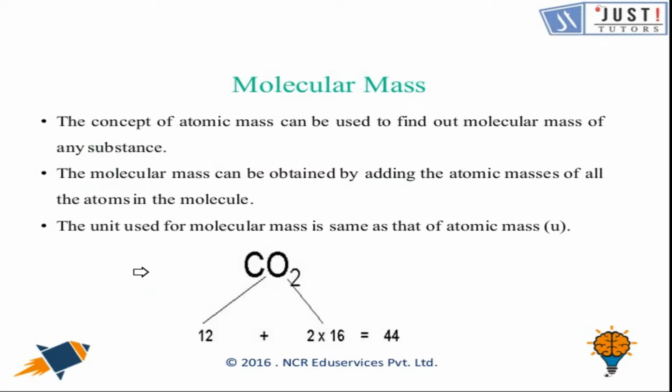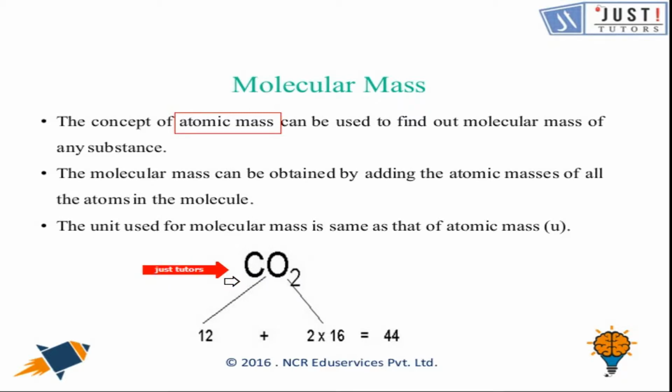Proceeding further, this topic is about molecular mass, or we can also say atomic mass. The concept of atomic mass can be used to find out the molecular mass of any substance. The molecular mass can be obtained by adding the atomic masses of the atoms in a molecule. As we know, when two or more atoms or elements combine together, they make a molecule. Every atom has its own mass, termed atomic mass. So for finding the molecular mass, we should know which atoms or elements are combining to make that molecule.